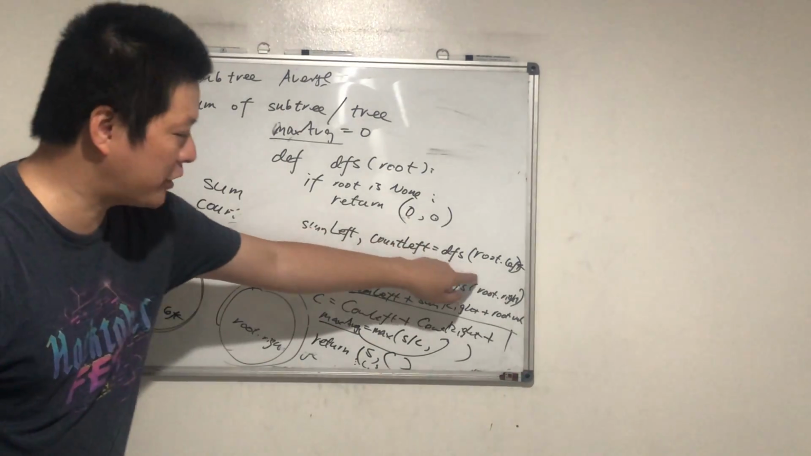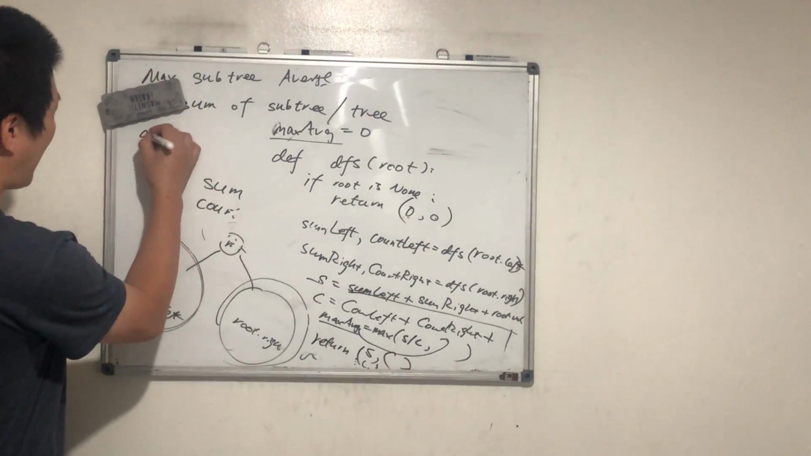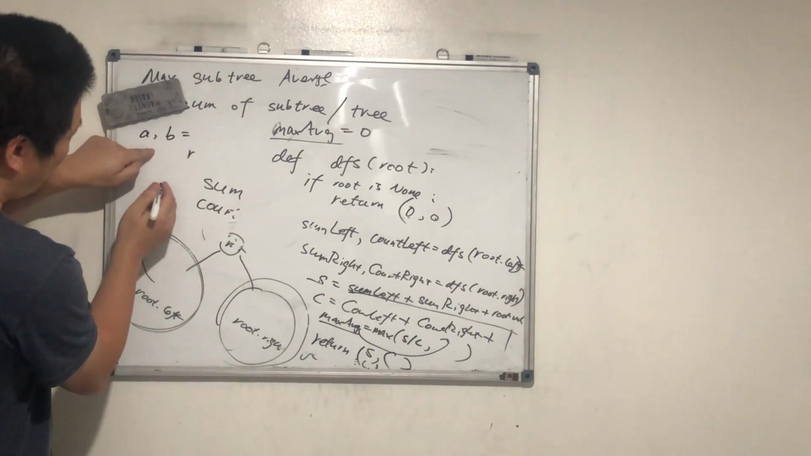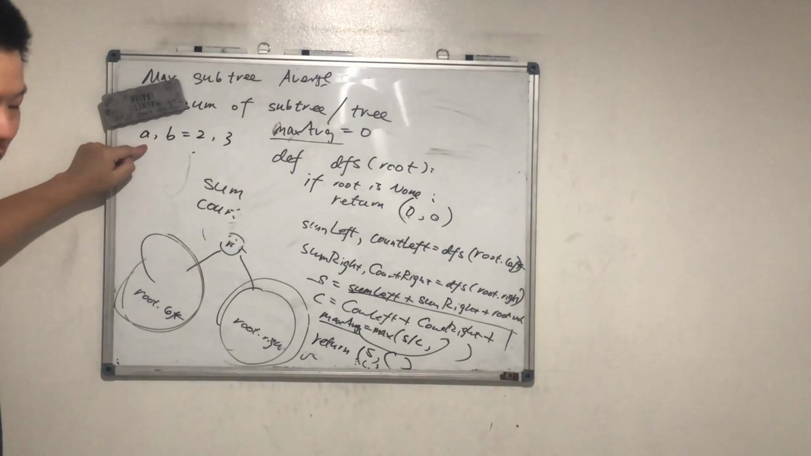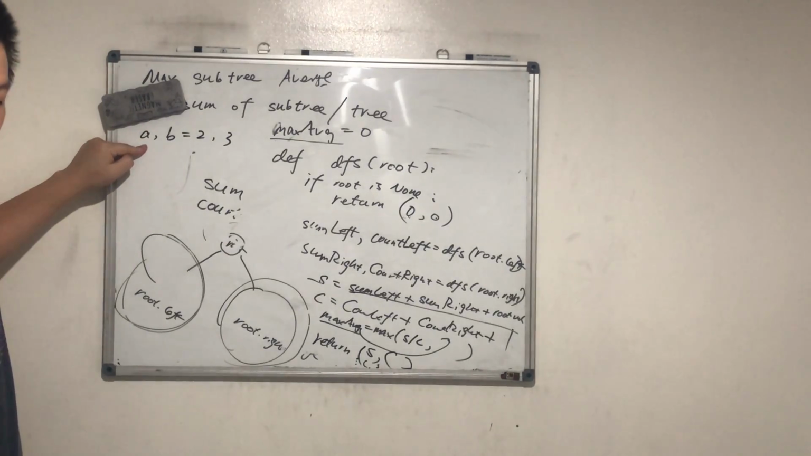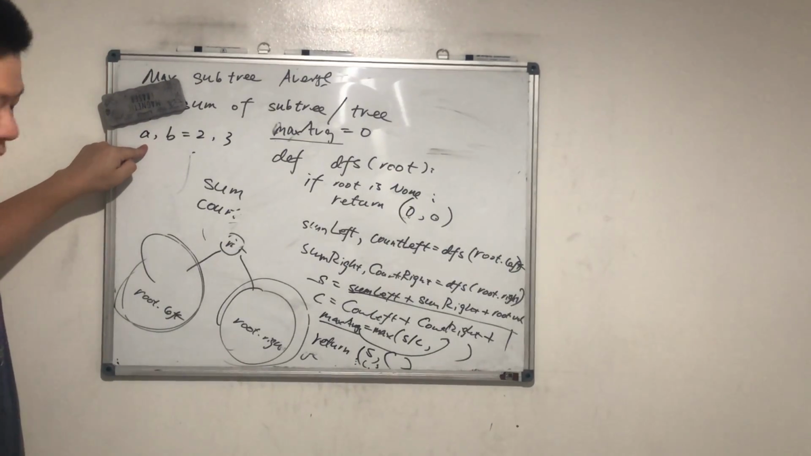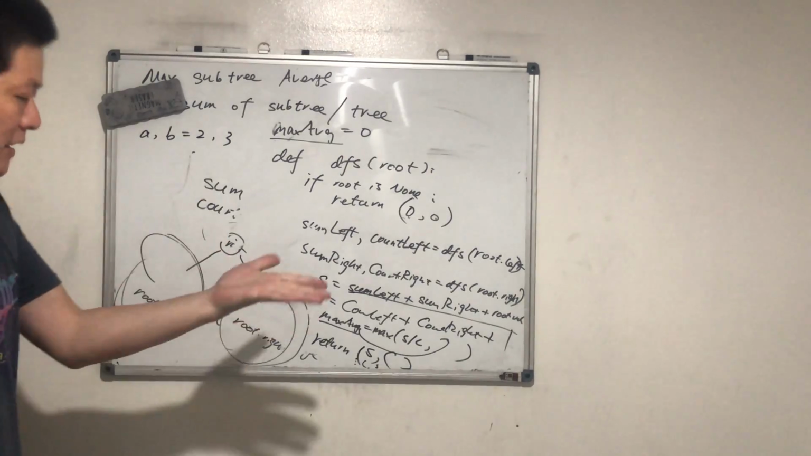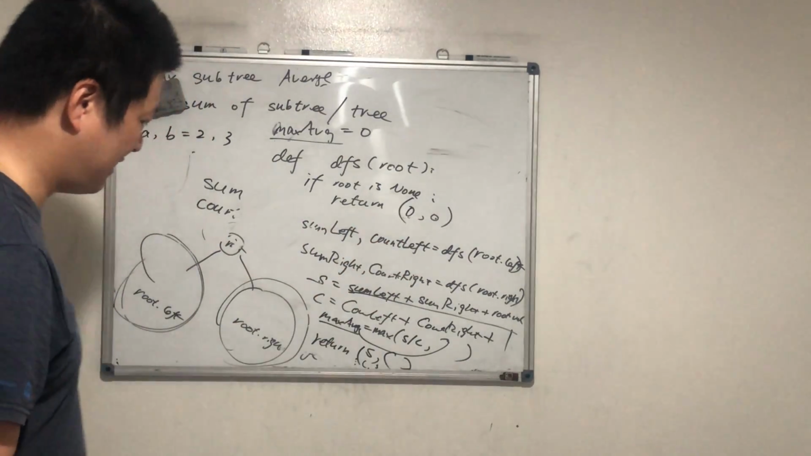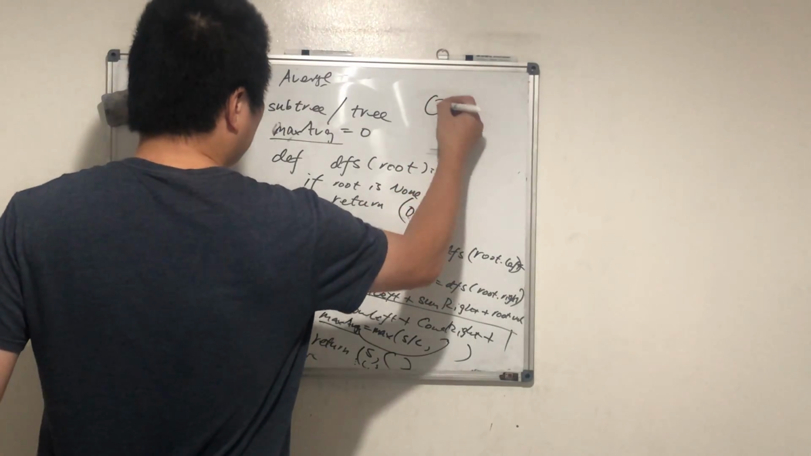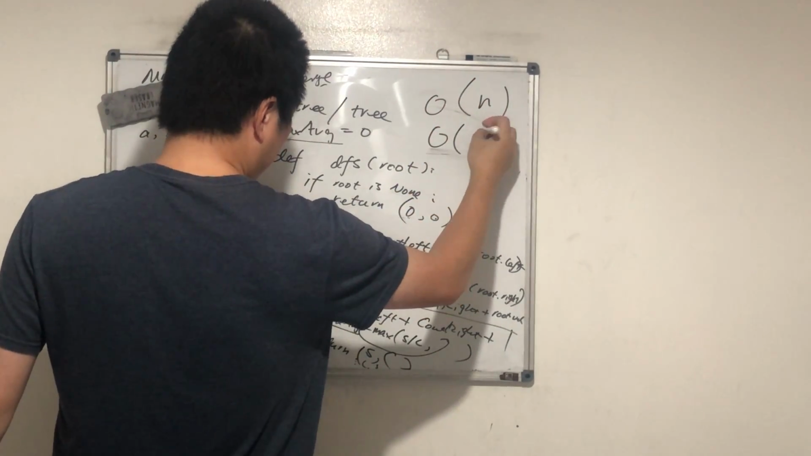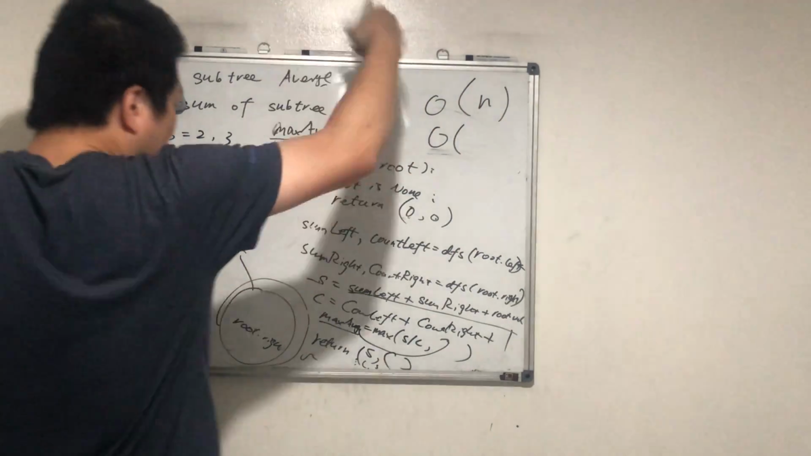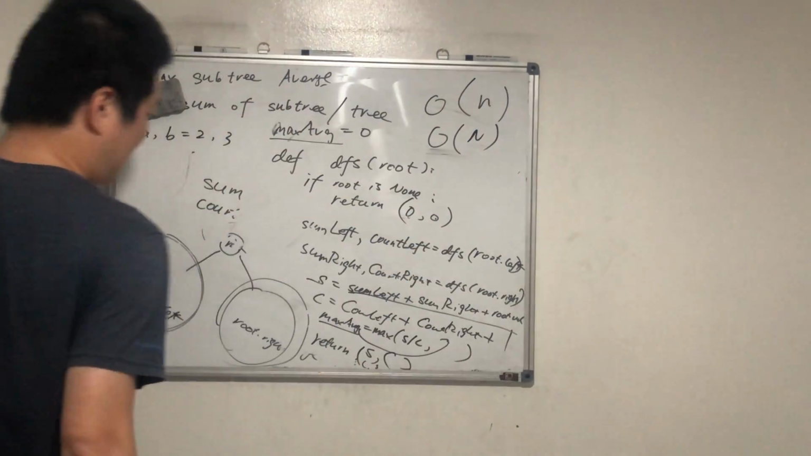This is returning the tuple, and I use A, B equals. Remember this syntax? A, B equals 2, 3. What's the value of A? What's the value of B? A is 2 and B is 3. Exactly. What's the time complexity? O(n). And what's the space complexity? O(n). We're using recursion, using the stack.